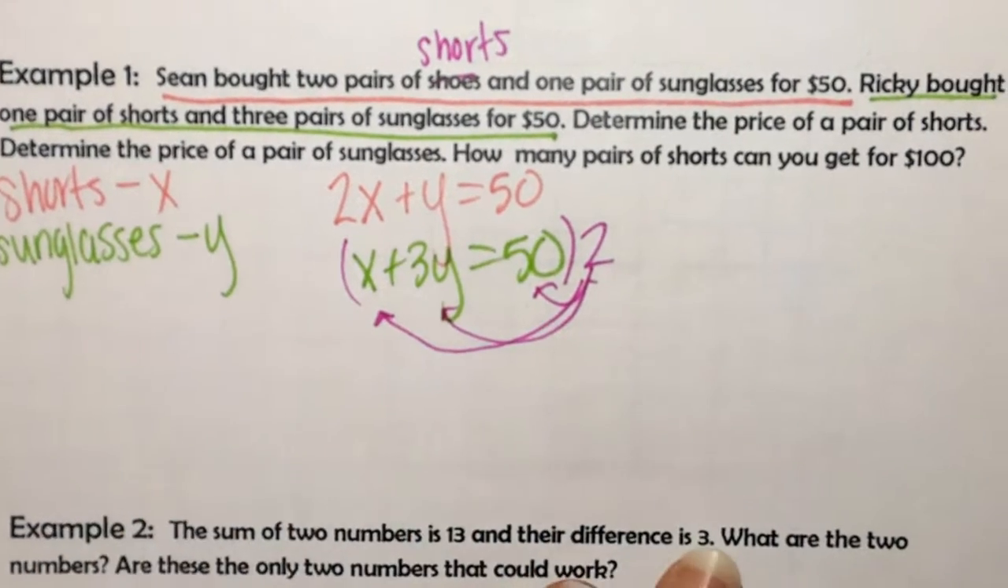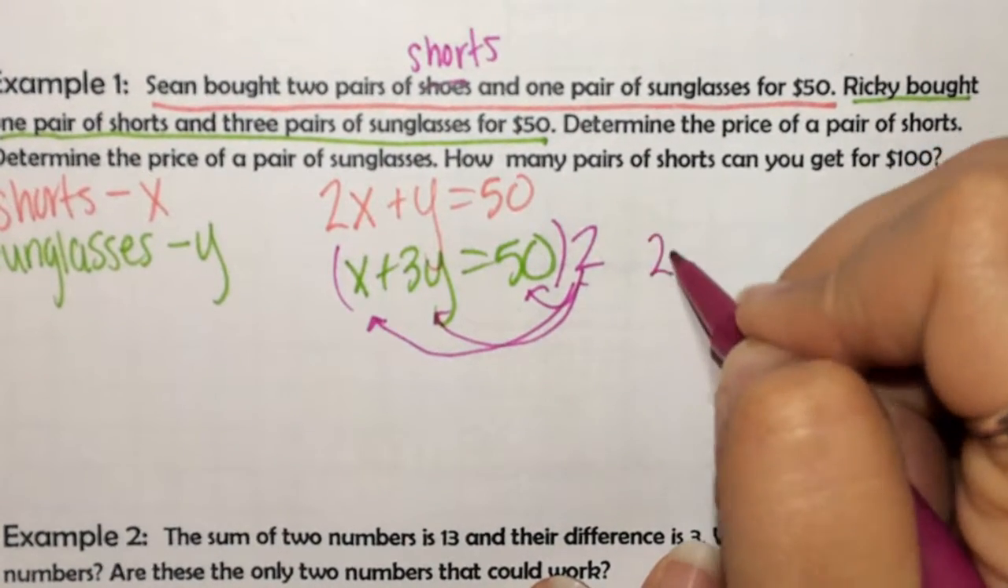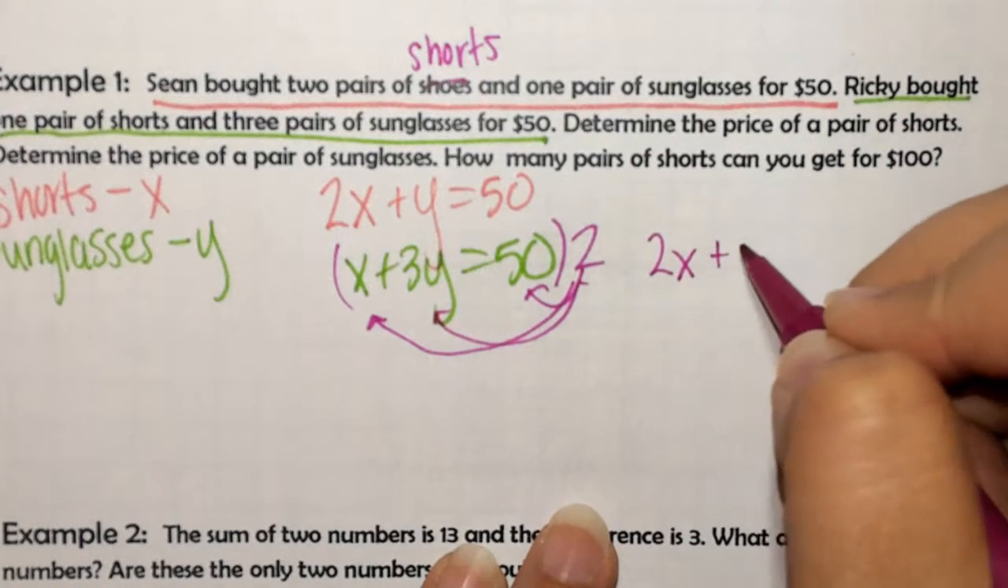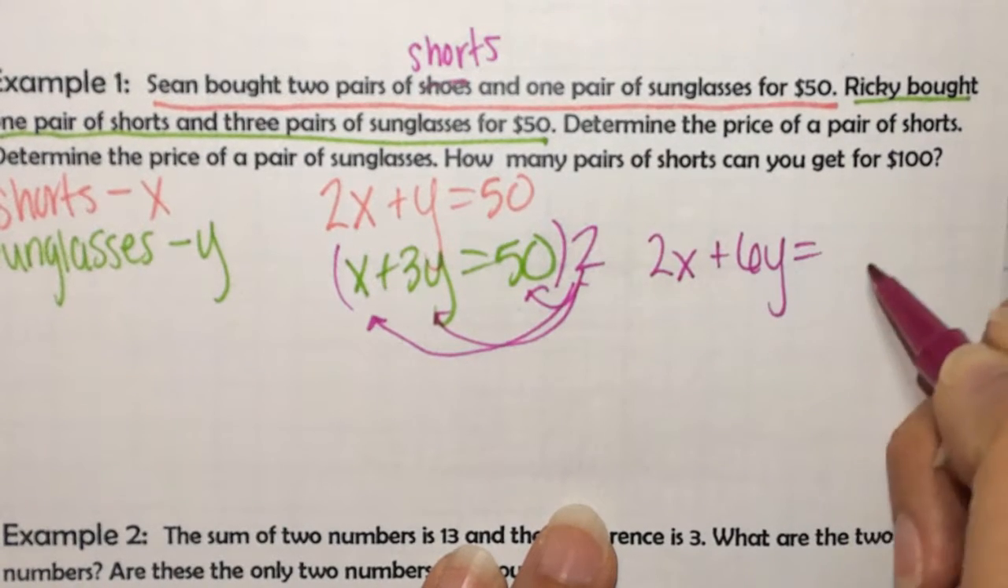Alright, what's 2 times x? What's 2 times 3y? What's 2 times 50?